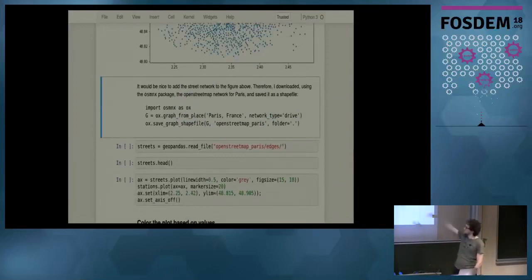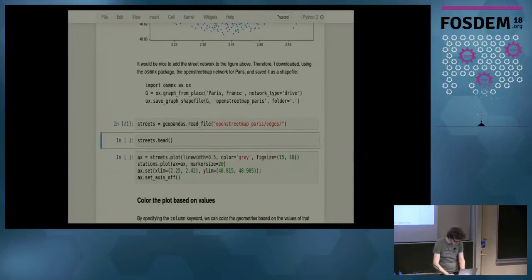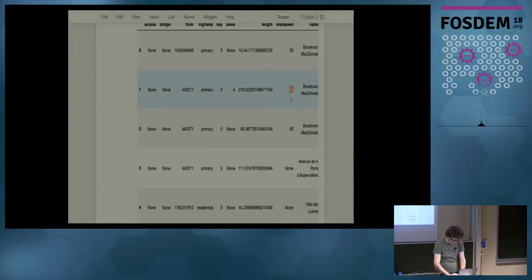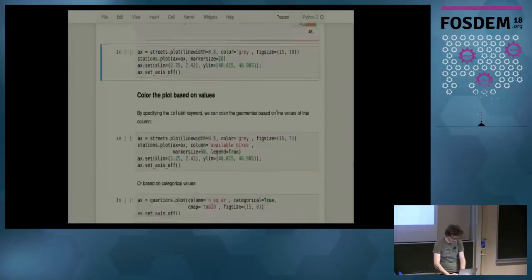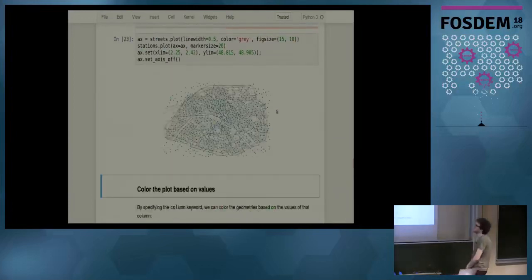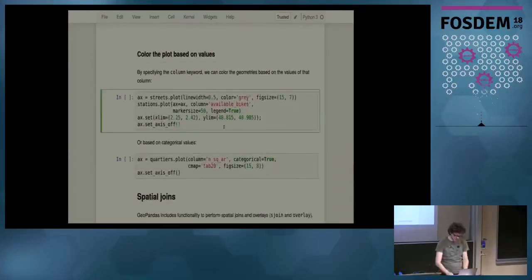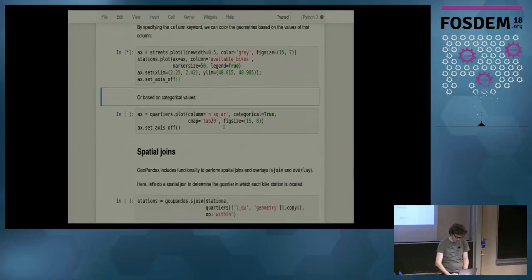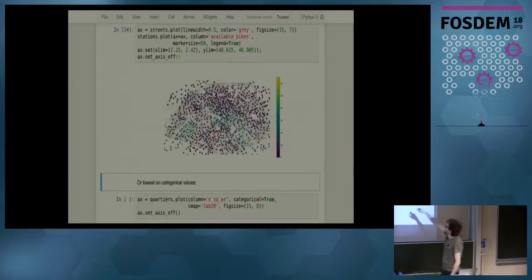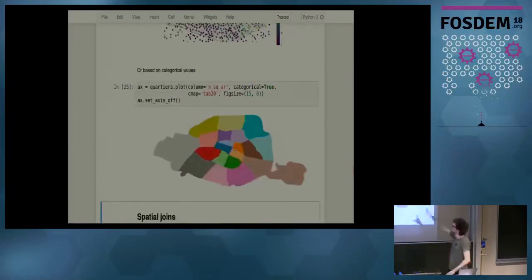OSMnx. I saved the streets of Paris as a shapefile, which I read in here. So this is my data, and you will see now I have line strings in my geometry column. So now I can quickly plot some streets on it. And I can also give coloring based off one of my attributes, which is also something you might want to do. So here the coloring means the number of available bikes. Yeah, over here something else, the bigger district.